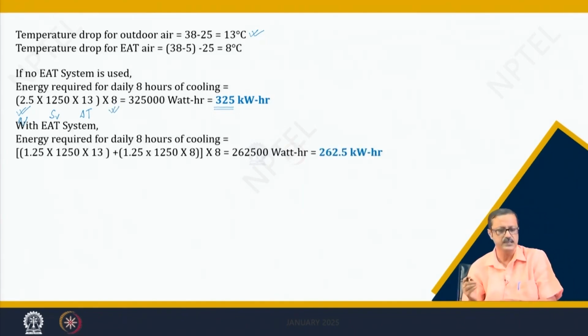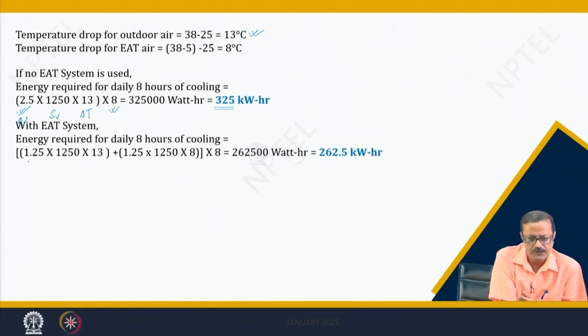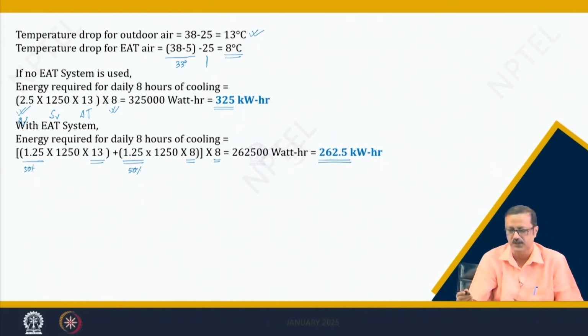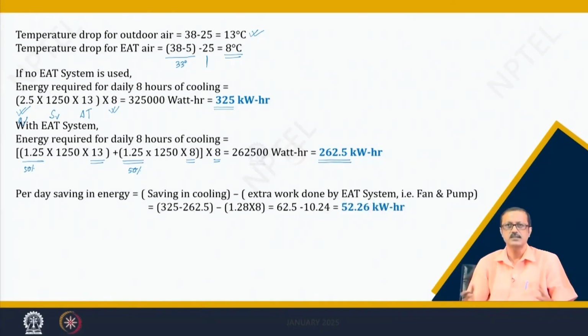But if you are using an EAT system, then 50% of the Q, that is the flow, will have a 13 degree drop, and the other 50% of the overall will have an 8 degree drop. Why 8 degree? Because the EAT temperature is now down to 33 degree, and your set point temperature is 25, so there is an 8 degree drop. It is working for 8 hours, so your expenditure will be around 262.5 kilowatt hour.